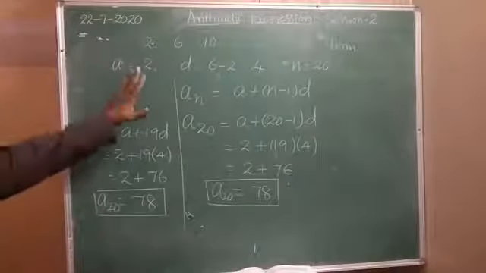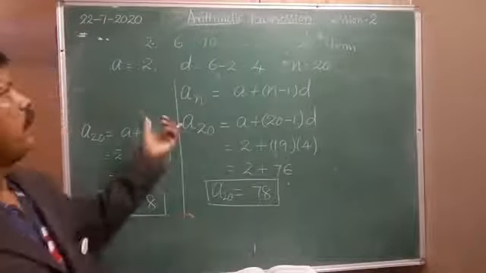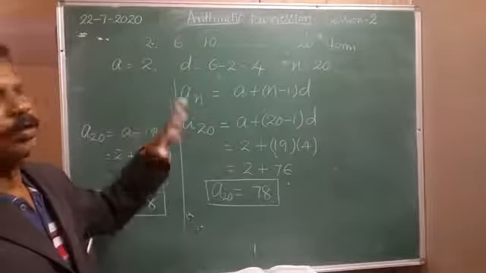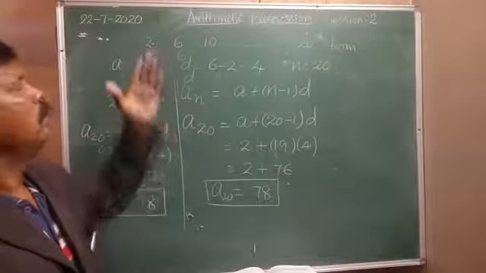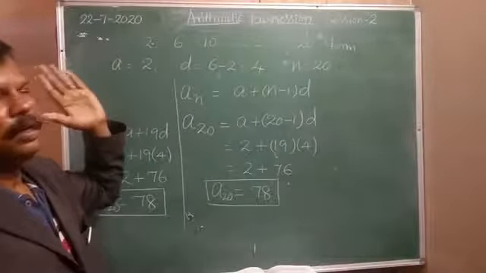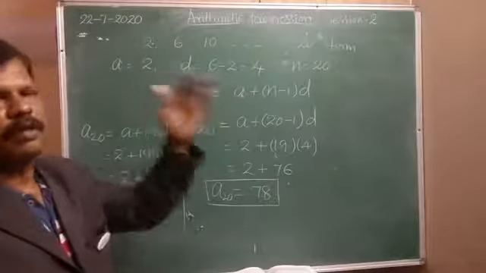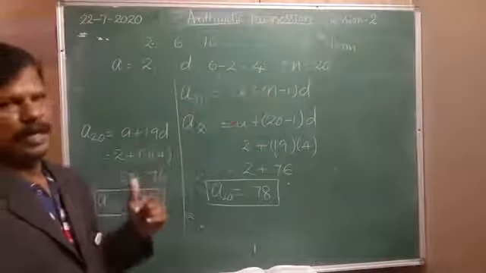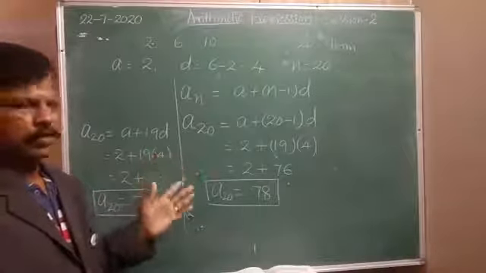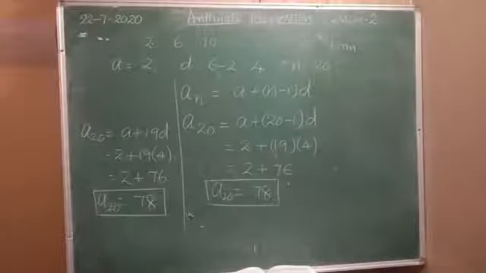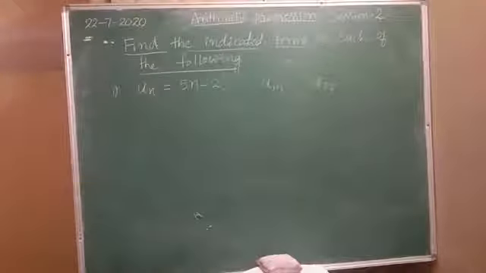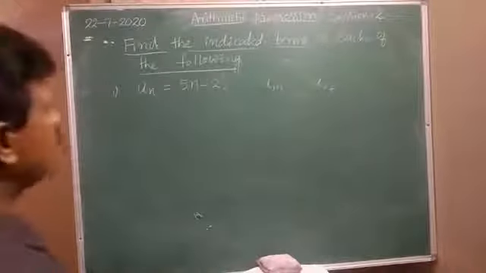So this is a very simple one, how to find the 20th term by giving the progression. Or they may give A as the first term and the common difference, then ask you to find N. Based on that you have to find the number of terms or whatever they asked, whether they asked A or D. Find the indicated terms in each of the following.